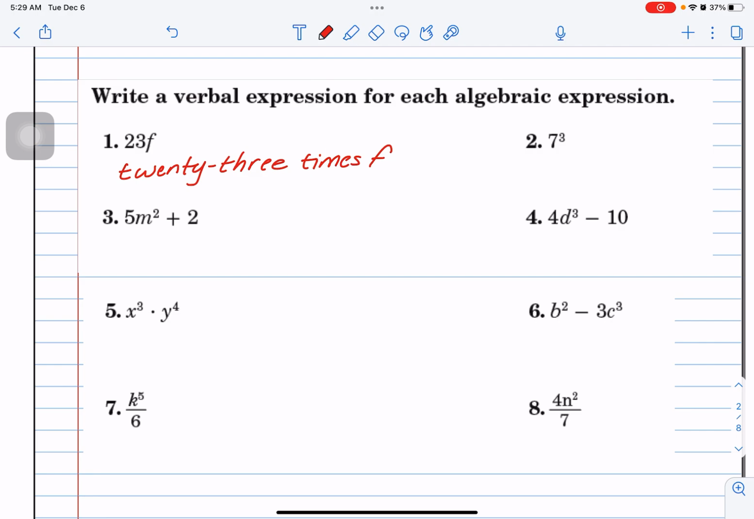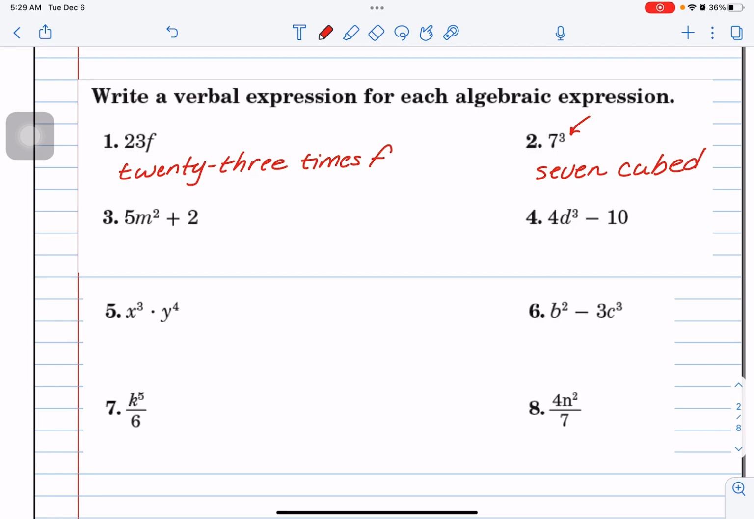Looking at number 2, here I have the number 7, and there's maybe two options you could have. You could say 7 to the third power, or you could say 7 cubed. Both of them are going to reference this little 3 that we see here. We want to make sure to write out the numbers in words as well.